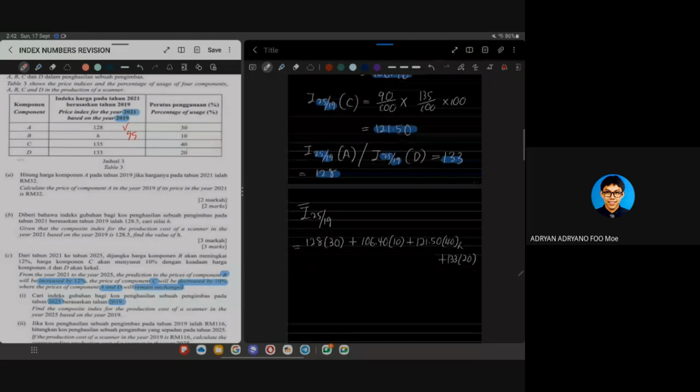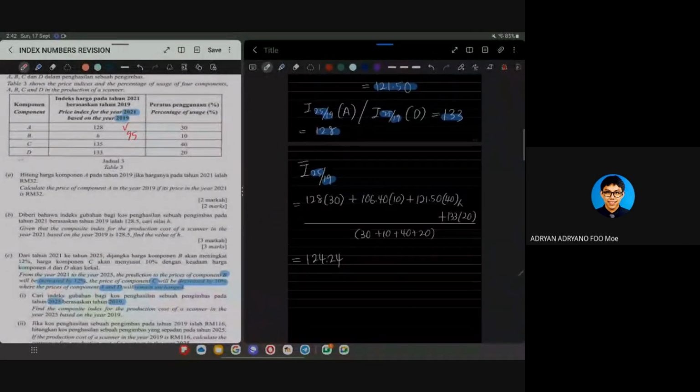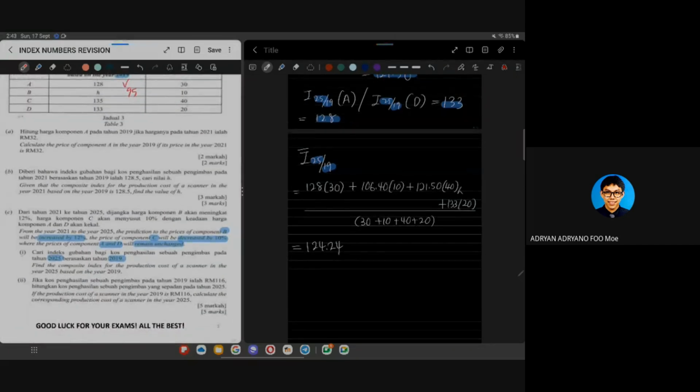Okay, all of this you will divide by 30 plus 10 plus 40 plus 20. Okay, equals to what? Come, find your answer. You should get 124.24. Am I right? 124.24. This is your composite index, 25/19. Okay? So, this is question 1.